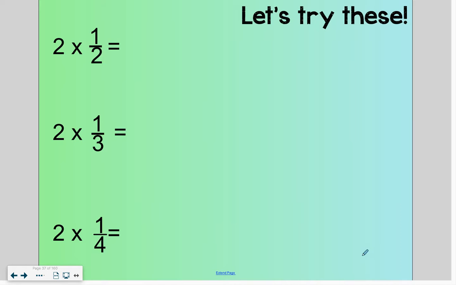Let's try these. So take your whole number, multiply it by the numerator, keep your denominator the same. 2 times 1 is 2, keep the denominator the same. Simplify it if you can. 2 halves equals 1. 2 times 1 is 2, keep your denominator the same. This fraction is already in its simplest form. 2 times 1 is 2, keep your denominator the same. 2/4 is equivalent to 1/2. But again, 2/4 would be an appropriate answer.